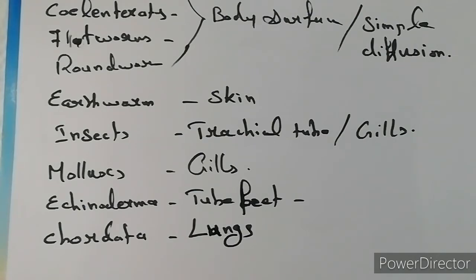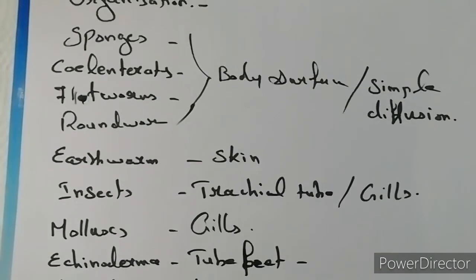Amphibia is one of the exceptions, since amphibians live inside the water as well as on the land. So they use lungs as a respiratory organ, gills as a respiratory organ, and skin also as a respiratory organ. So these are all the respiratory organs. We have covered every phylum with an example and its respiratory organ.